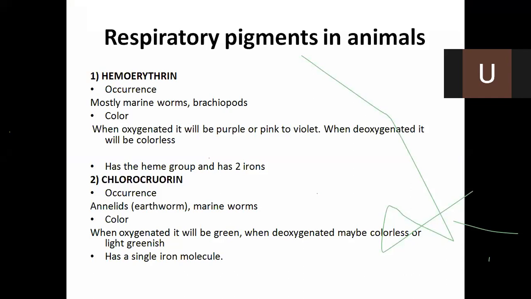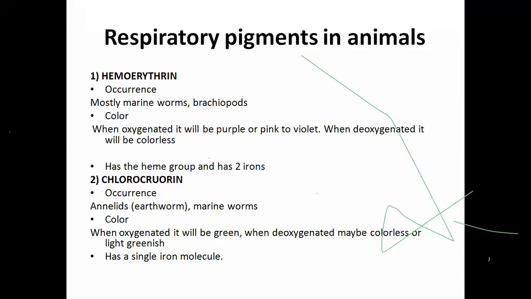Now there are certain respiratory pigments in other organisms. The first one is called hemoerythrin. It occurs in marine worms and brachiopods. When it is oxygenated, meaning it has oxygen, it will be purple, pink or violet in shades. When it is deoxygenated, it will be colorless, it will have no color. I told you that all respiratory pigments have a metallic group. In this one, you have 2 iron atoms present.